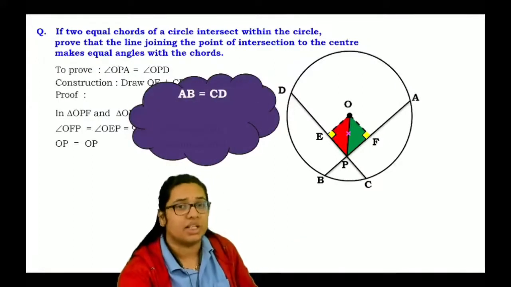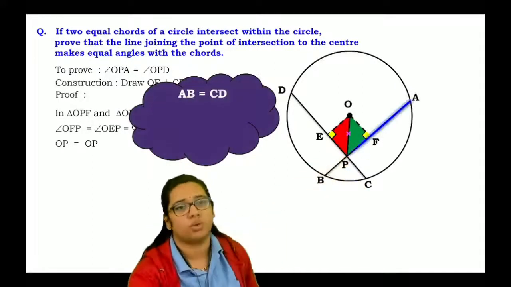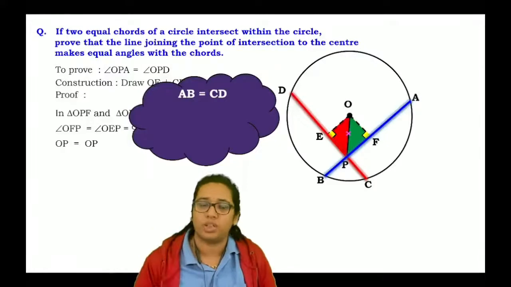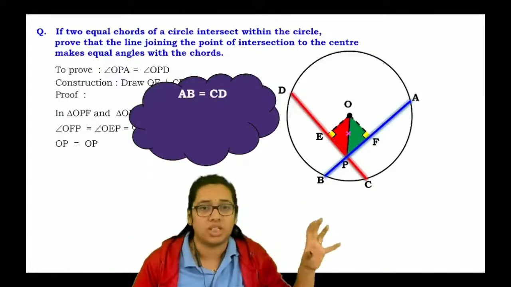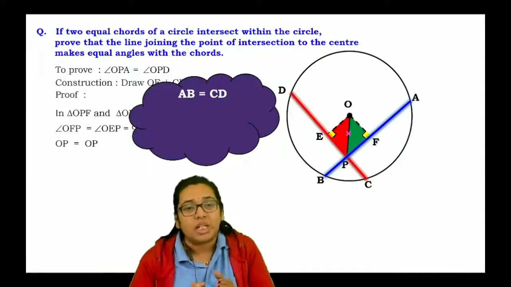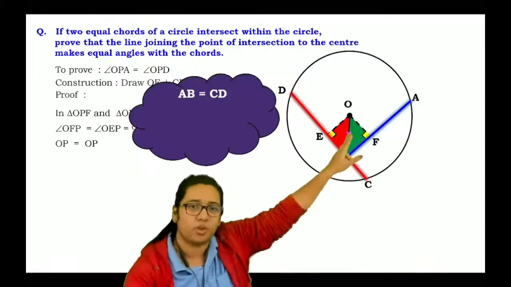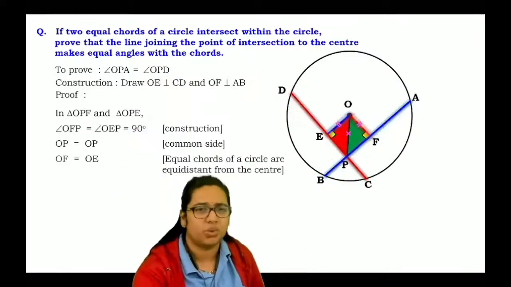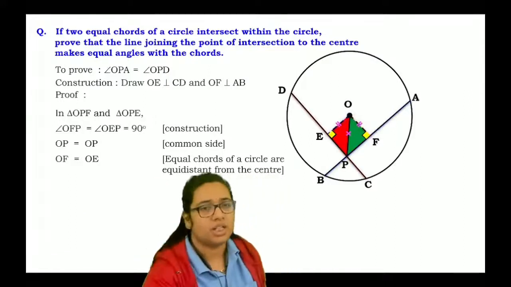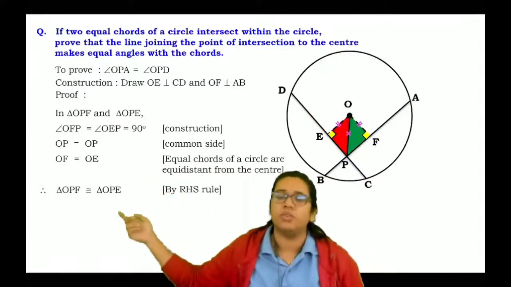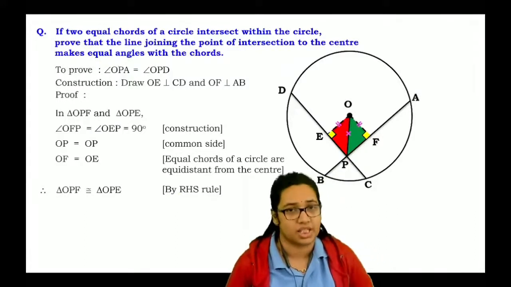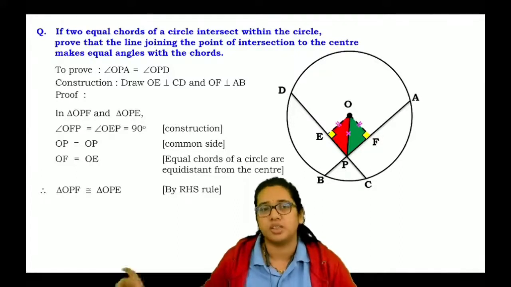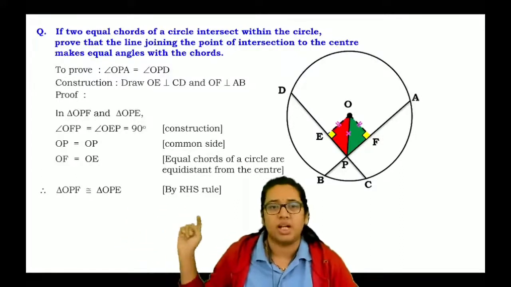And the next case is that we are talking about OF and OE. We know that AB and CD are two equal chords. If there are two equal chords in a circle, then obviously they will be equidistant from the center. So we can prove here that OF and OE are equal. So just using these three cases, we can easily go for the RHS criterion of congruency of triangles. Therefore, triangle OPF is congruent to triangle OPE by RHS rule.